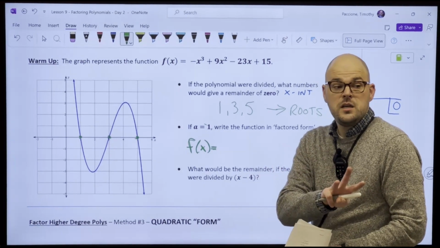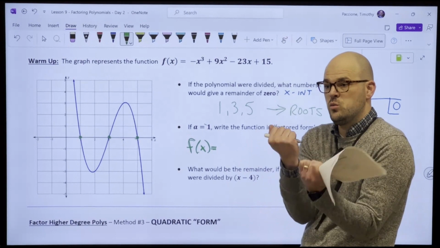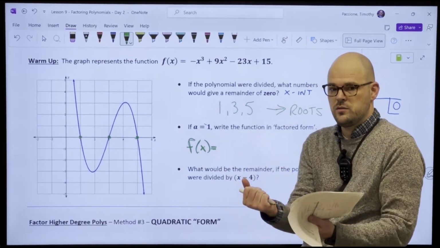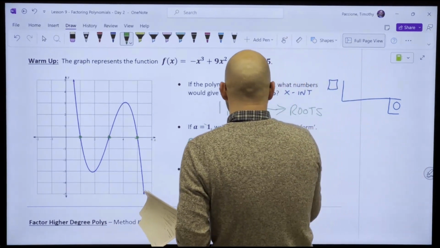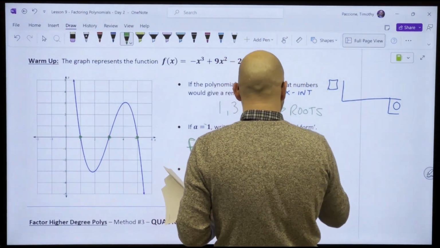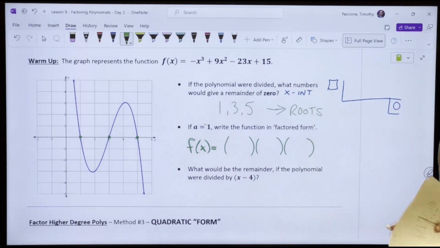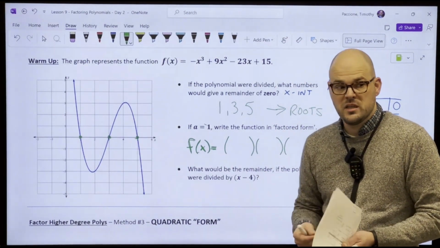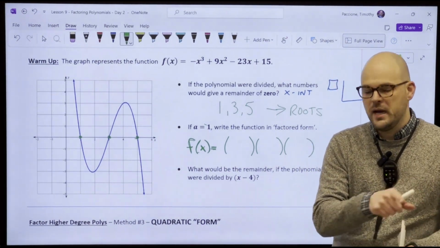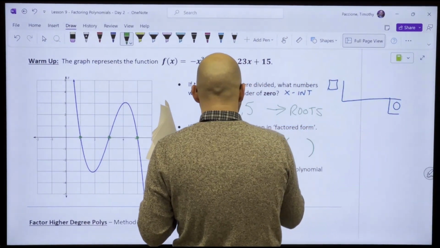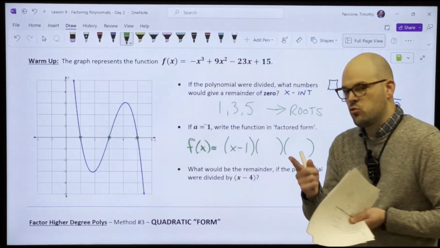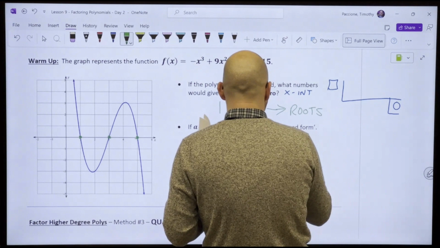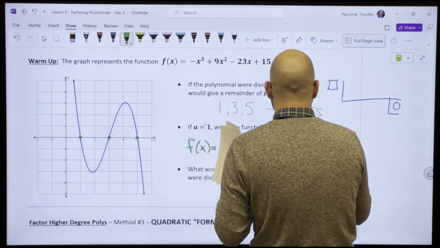So think about a parabola, right? When you got 2 roots, you got 2 parentheses. Well, this is cubic, 3 x-intercepts, 3 parentheses, right? Okay. So 3 parentheses, and now I just turn my roots into factors. My first root was 1, so my factor must be x minus 1. My second root was 3, so my factor must be x minus 3. And then x minus 5.